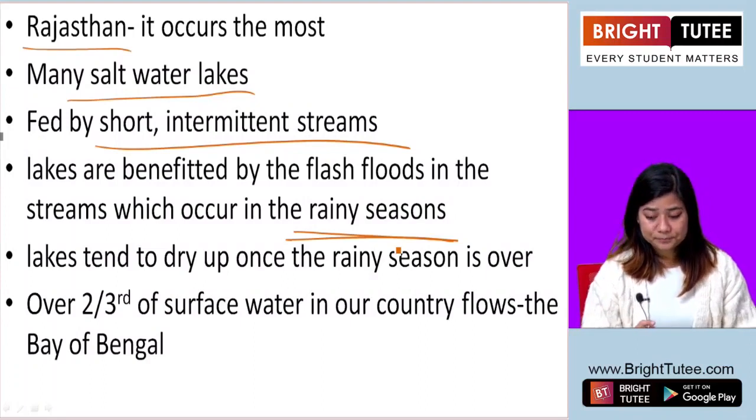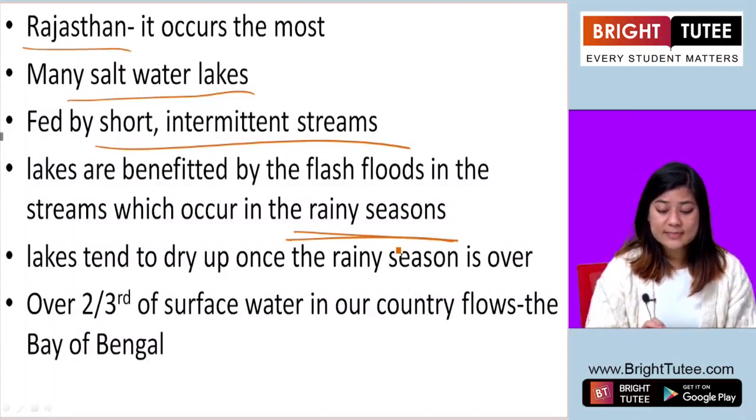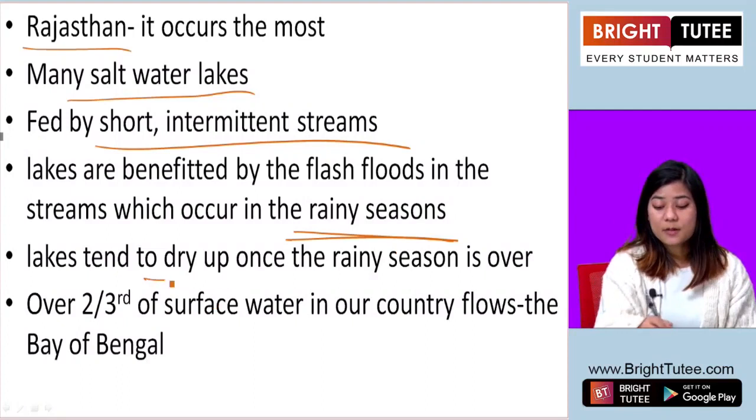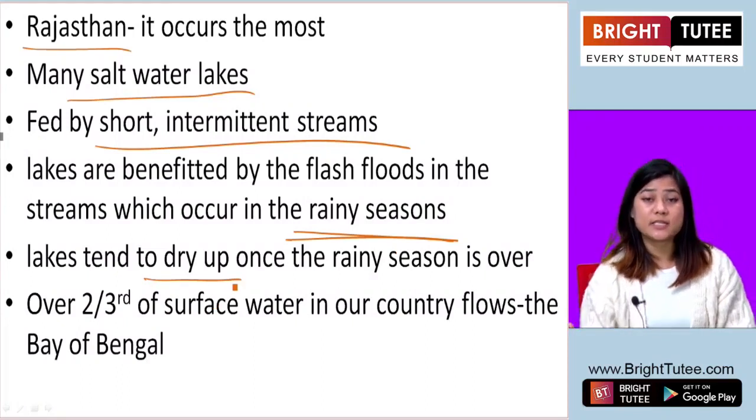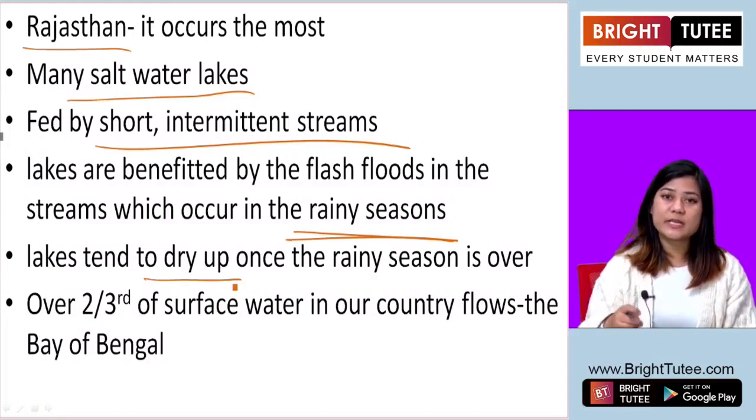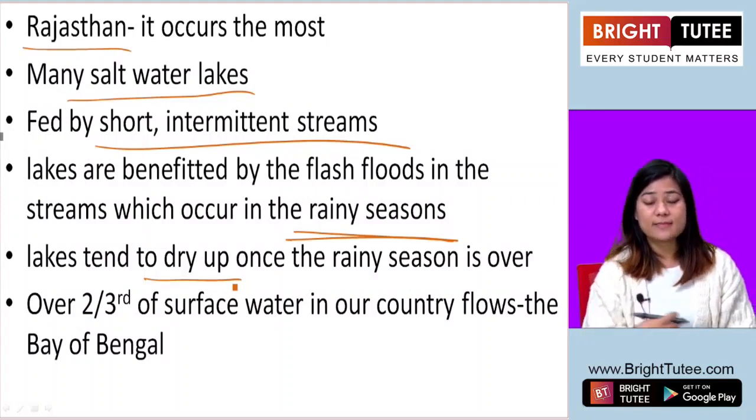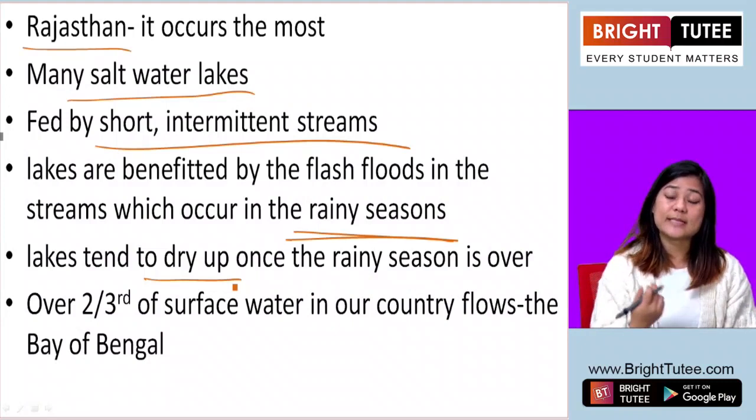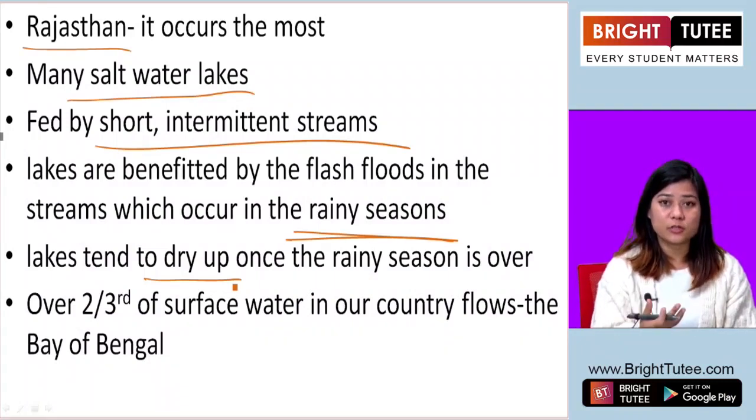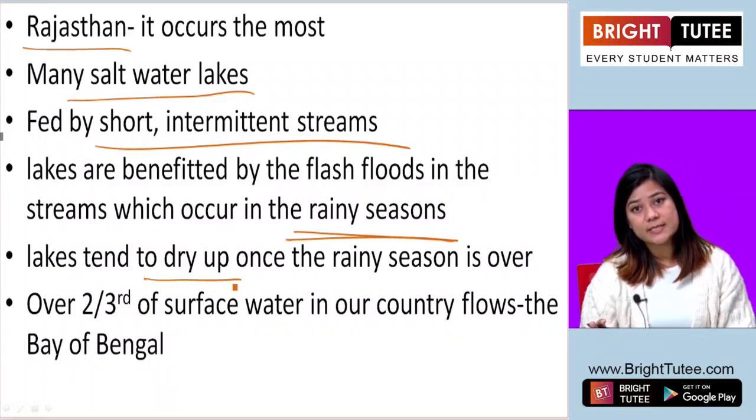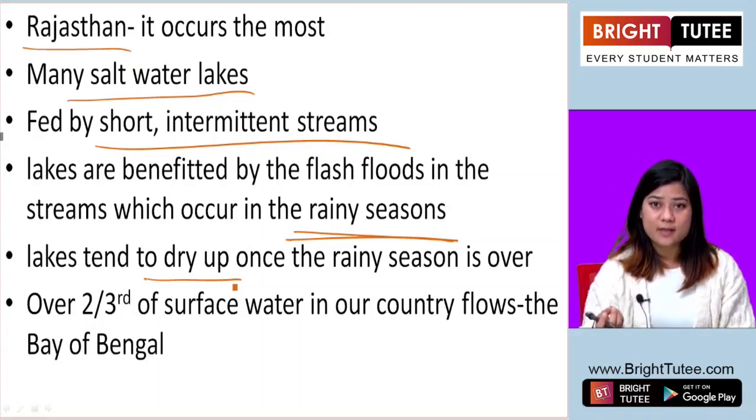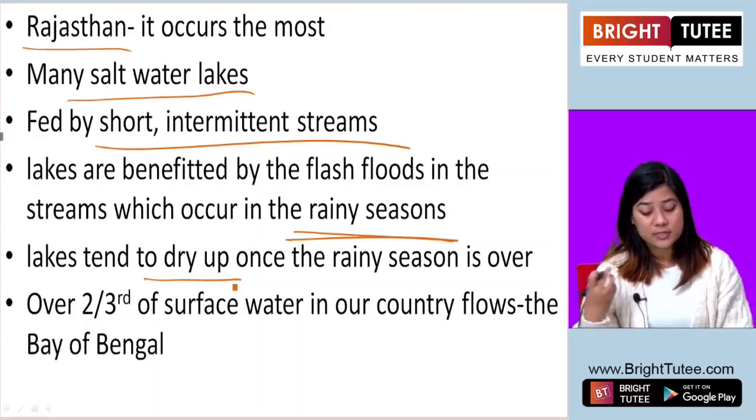All right. These lakes become dry once the rainy season is over. Only during the rainy season do they have plenty of water, and the water is salty, and that can help in production of salt, right? But after the rainy season is over, the lake dries up and there's no water in it.